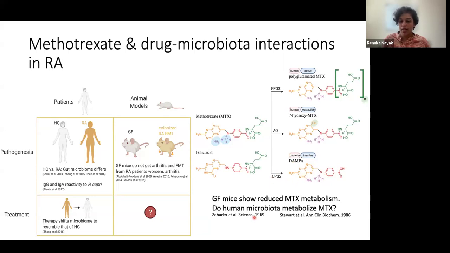There were some thoughts in the 1960s that human gut bacteria could do this, but all that they saw was that germ-free mice don't metabolize methotrexate as much as colonized mice. So it's not clear whether that's because of host enzymes or the microbiome. That was not sorted out back then. And then in the 1980s, investigators specifically tested human microbes, but were not able to find that the microbes could produce DAMPA. And then nobody asked any more questions after that.